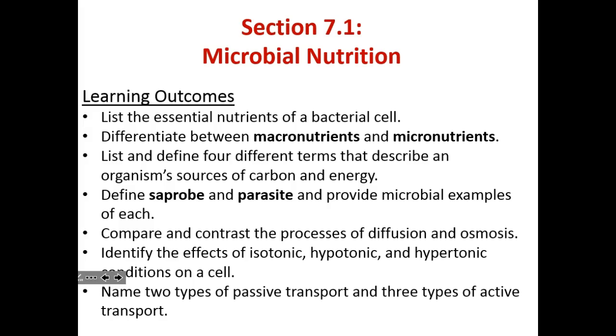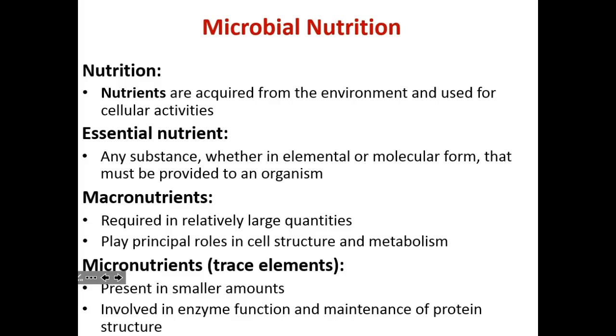Our learning outcomes are to list the essential nutrients of a bacterial cell, differentiate between macronutrients and micronutrients, list and define 4 different terms that describe an organism's sources of carbon and energy, define saprobe and parasite and provide microbial examples of each, compare and contrast the processes of diffusion and osmosis, identify the effects of isotonic, hypotonic, and hypertonic conditions on a cell, name 2 types of passive transport and 3 types of active transport.